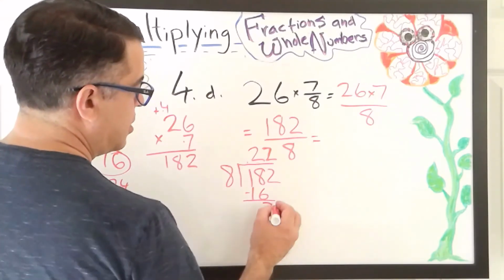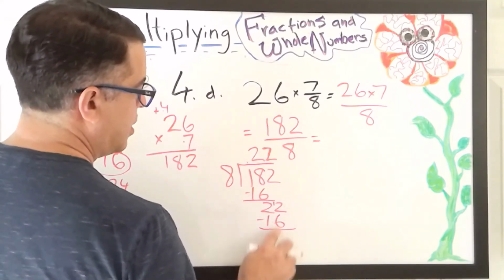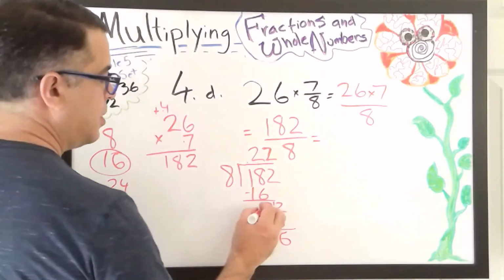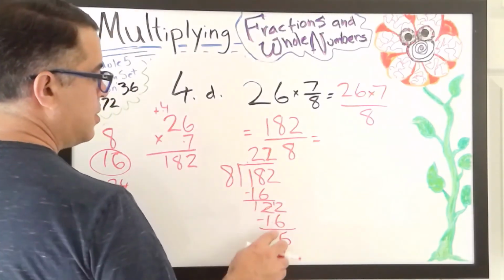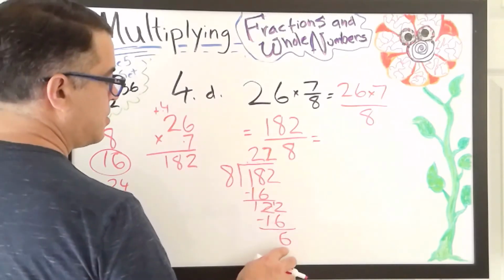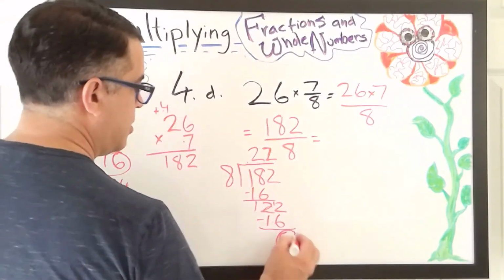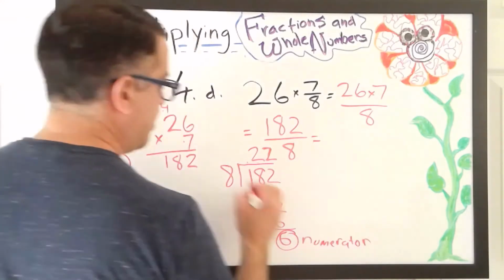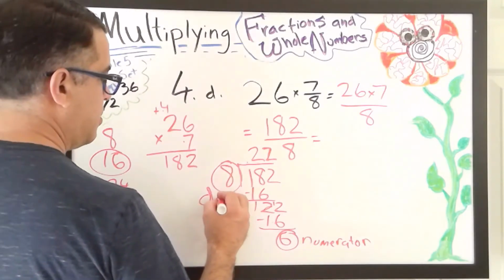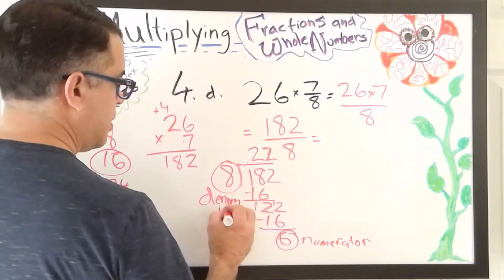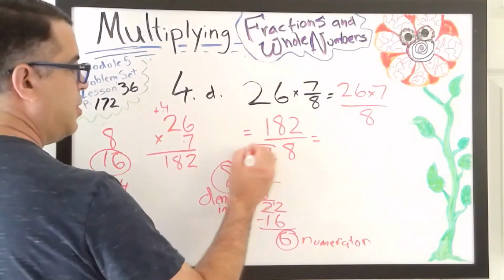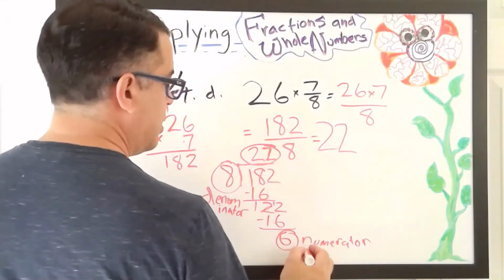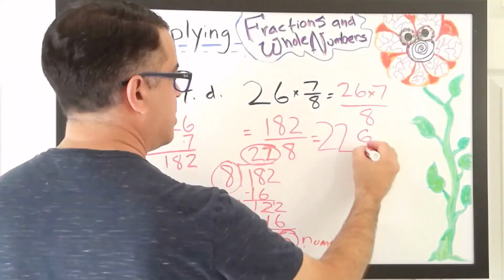Okay? 22 minus 16 is 6. 6 plus 16 equals 22. This becomes 1 minus 1 is 0. So your fraction, this is the numerator. The 8 is still your denominator. Okay? So we're saying we have 22 whole numbers here, and the numerator 6, and 6 eighths left over.